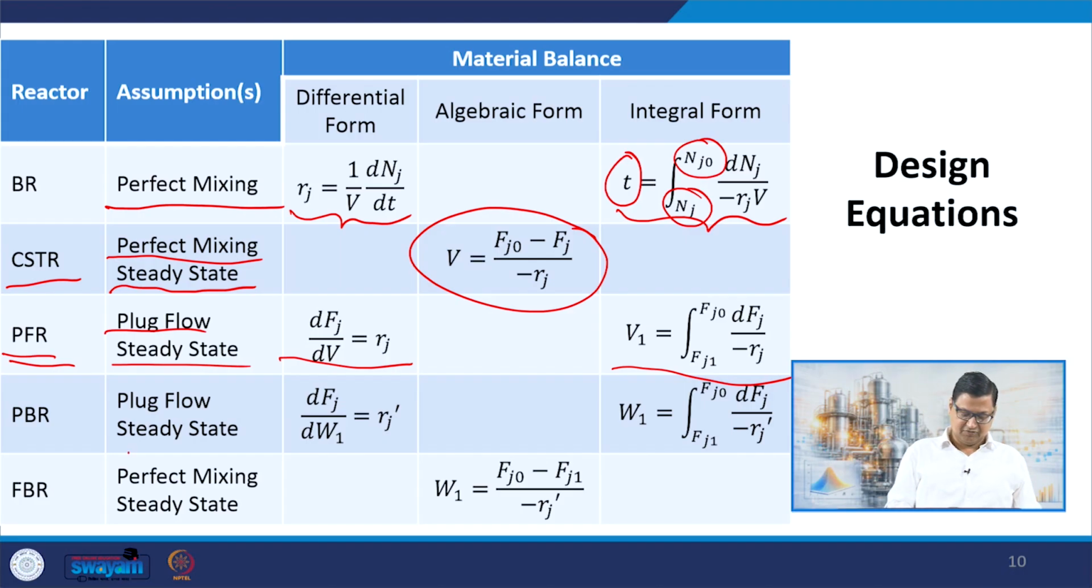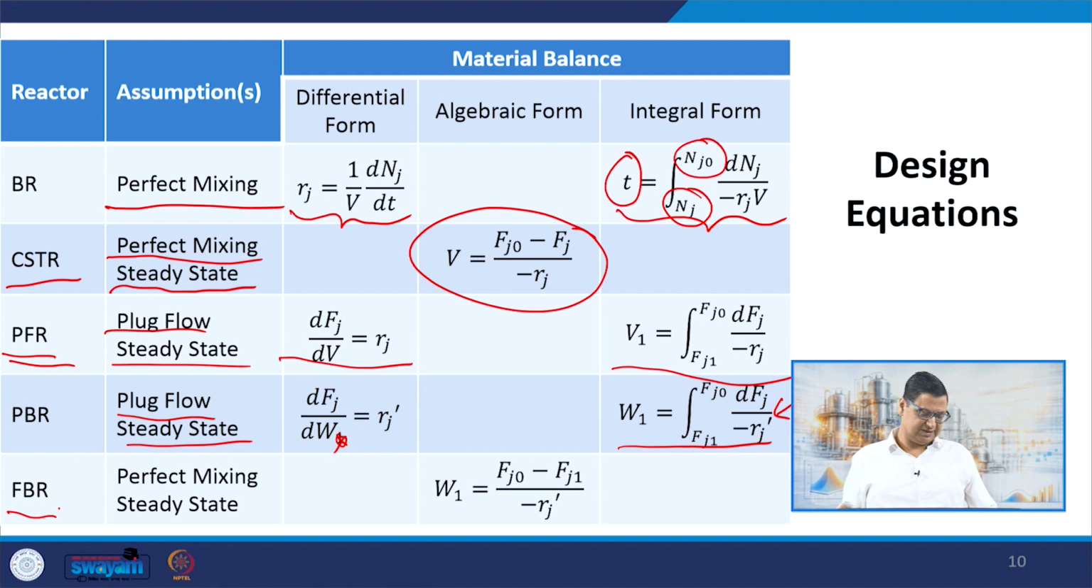And now we can do it for the packed bed reactor, which is modeled as the plug flow reactor, but we simply replace V with W in there, and for the integral form we simply replace V1 by W1. And then the fluidized bed reactor is modeled as a CSTR. So we assume that we have perfect mixing and again steady state, and now I basically change the equation of the CSTR by simply replacing V with W and r_j with r_j prime.